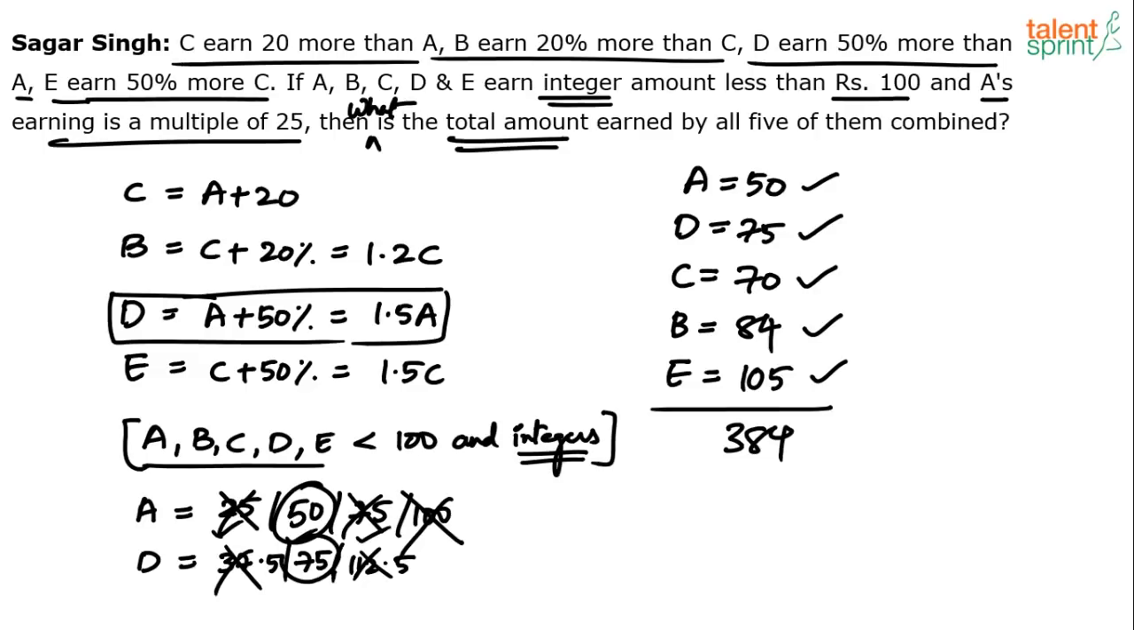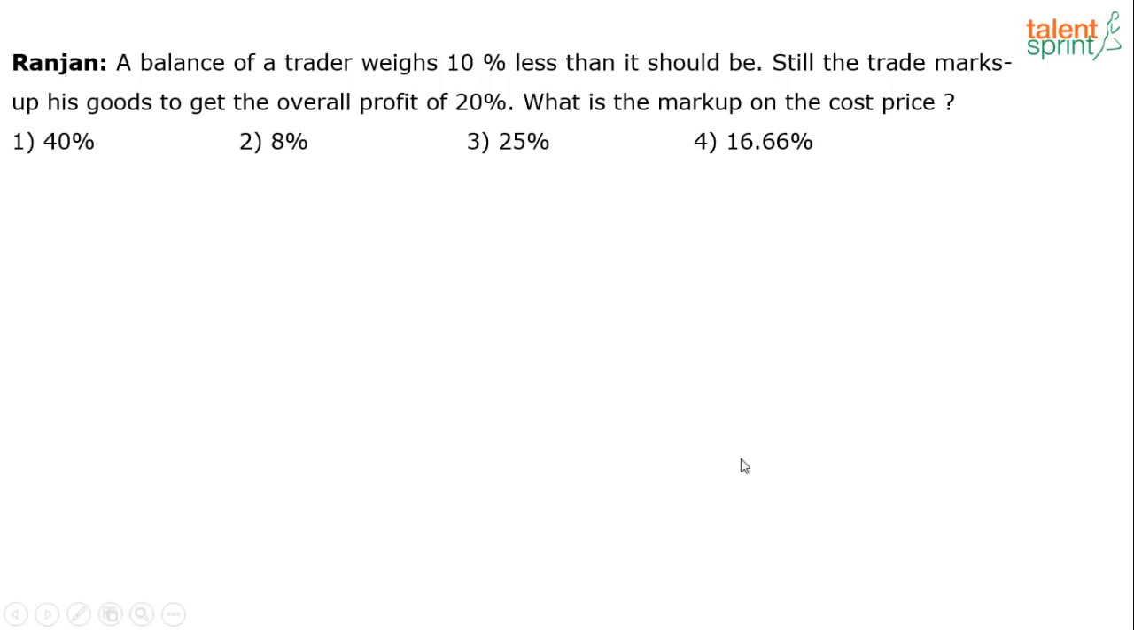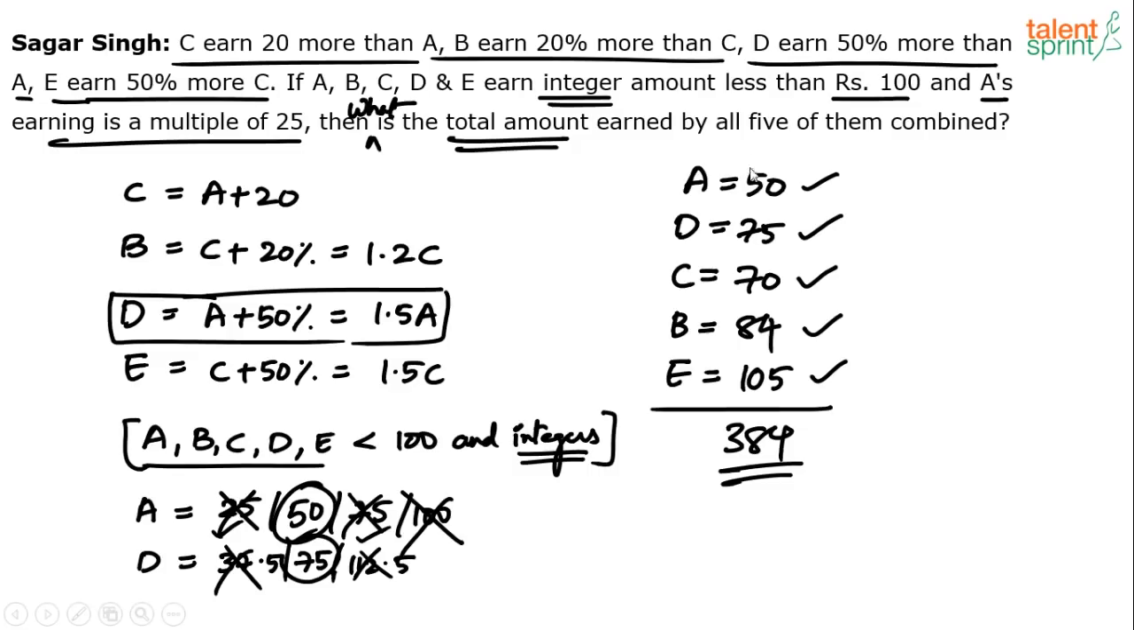384 is the final answer. 50, 75, 125, then 70 is 195, 195 and 105 is 300, 384 is 384. Okay, but E can't be 105. Hold on. All 5 of them have to be less than 100, right?